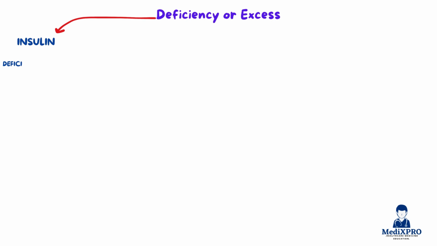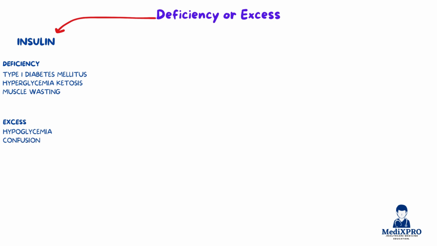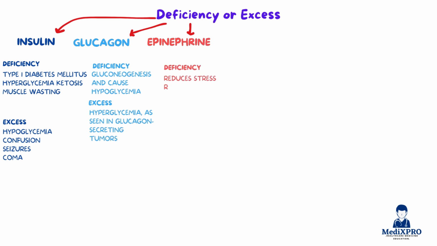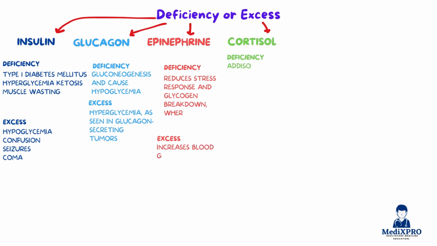Insulin deficiency, as seen in type 1 diabetes mellitus, leads to hyperglycemia, ketosis, and muscle wasting. Excess insulin, on the other hand, can cause hypoglycemia, leading to confusion, seizures, or even coma. Glucagon deficiency is rare but would impair gluconeogenesis and cause hypoglycemia, while excess contributes to hyperglycemia, as seen in glucagon-secreting tumors. Epinephrine deficiency reduces stress response and glycogen breakdown, whereas excess increases blood glucose and can worsen diabetes.